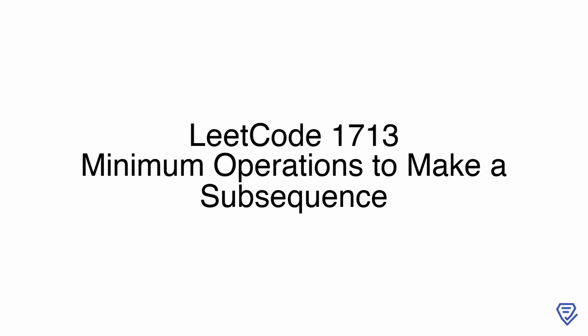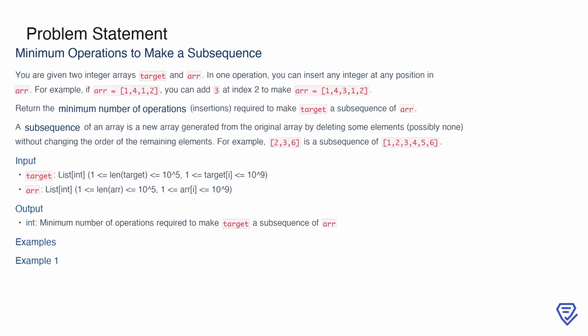Today, we'll explore LeetCode problem number 1713, minimum operations to make a subsequence. This problem challenges us to minimize the number of insertions required to transform one sequence into a subsequence of another, testing our understanding of dynamic programming and data structures. Let's dive in.